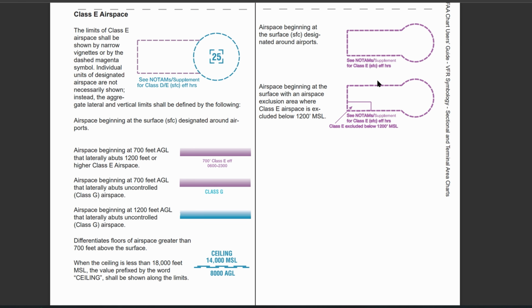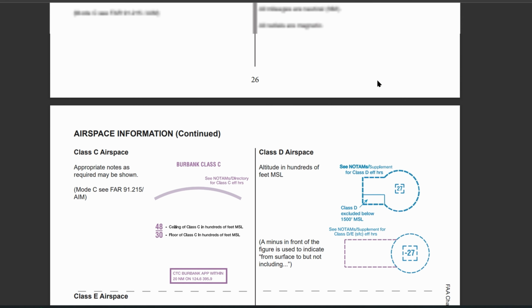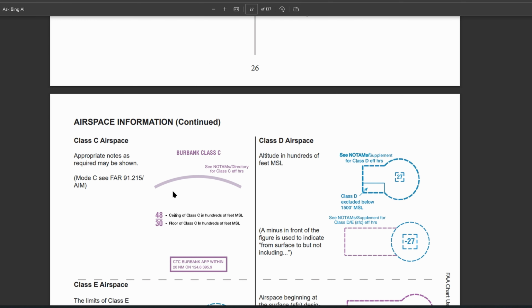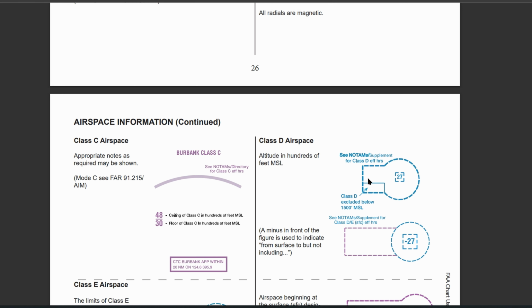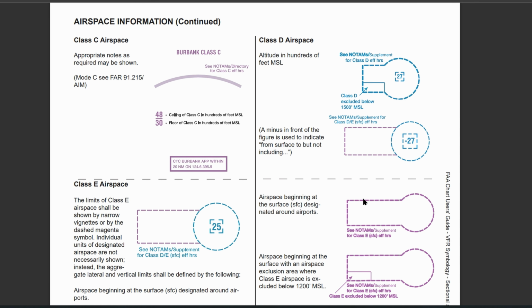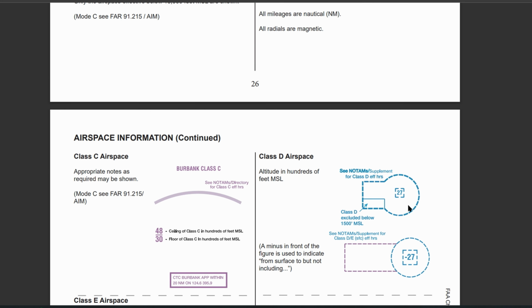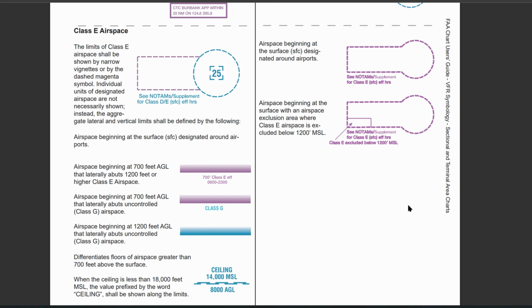Let's look at Class E. It's a bit of a longer portion. So Class E airspace, and actually let's go back and look at all of these really quick. Class B airspace is shown with a solid blue line. Class C airspace is shown with a magenta solid line. Class D airspace is a broken blue line, and then Class E airspace is going to be typically a broken magenta line. So you're going to have solid blue, solid magenta, broken blue, broken magenta. That's how I like to remember these.